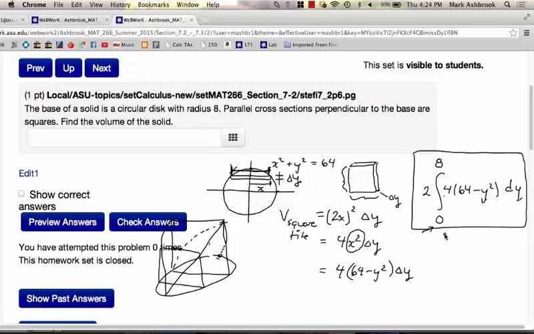Other questions on this one? Make sense? I'll draw a better version of this.